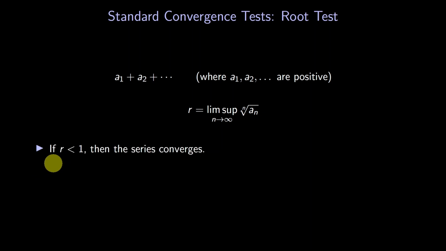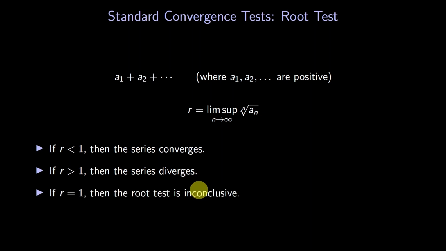If R is less than 1, then the series will converge. Basically, it'll be bounded by a geometric series. On the other hand, if R is bigger than 1, then the series will diverge. In this case, the series will head to infinity. Finally, R might equal 1. In that case, the root test is inconclusive. The series could converge or diverge. What do you think the root test will say for our series involving sine?